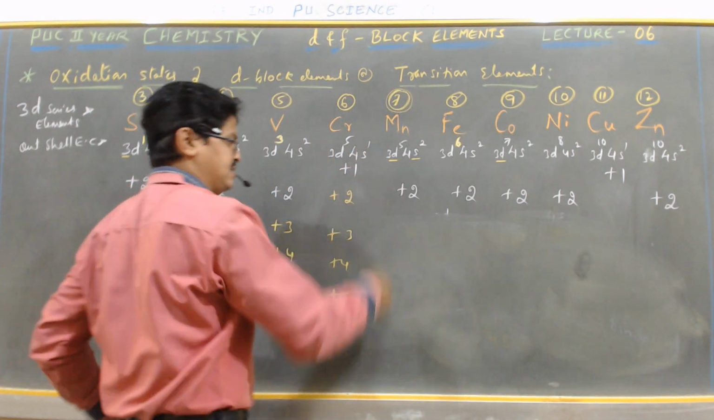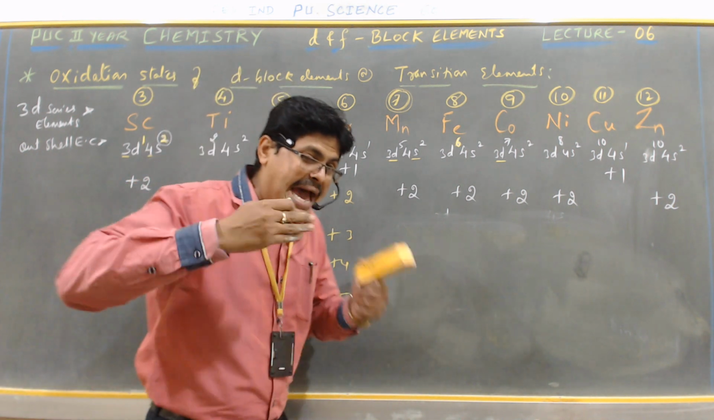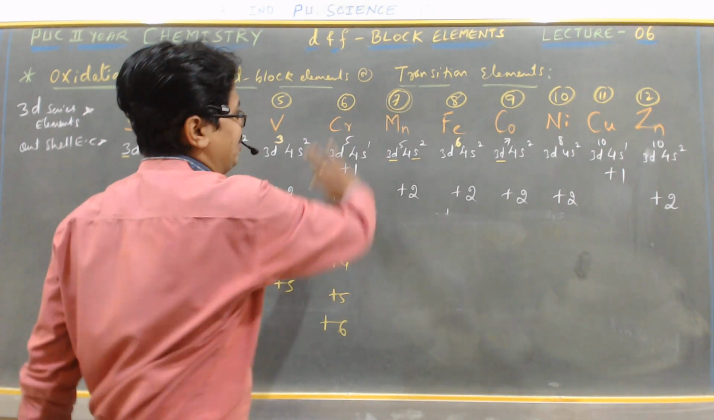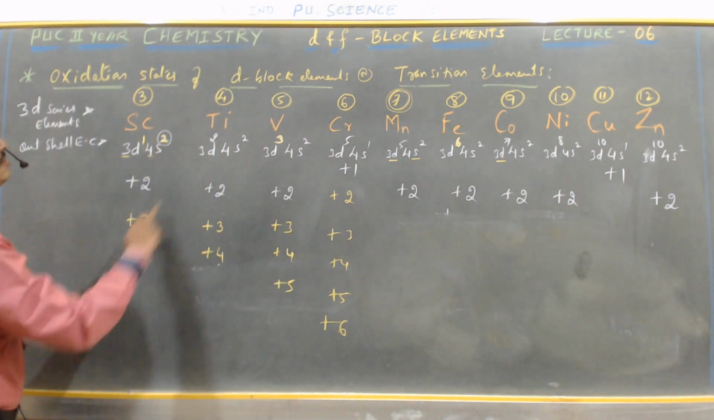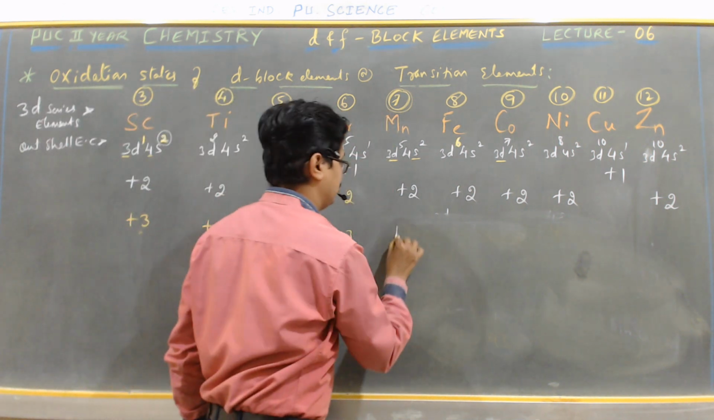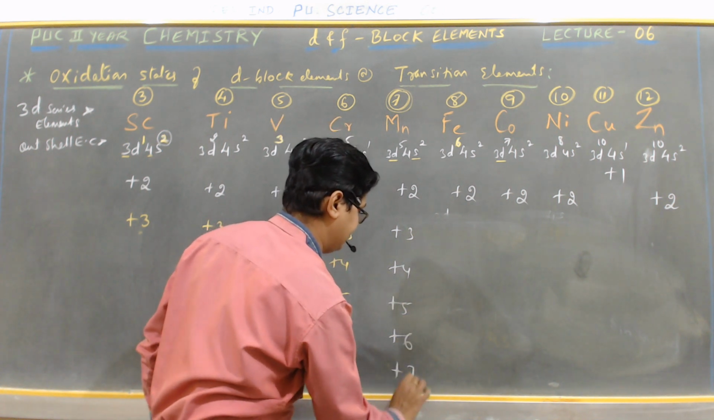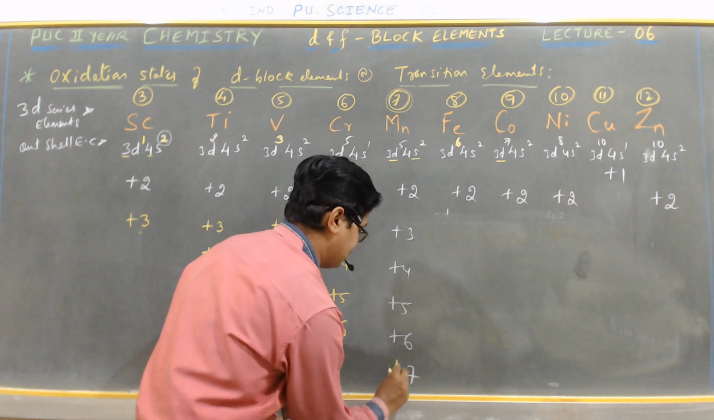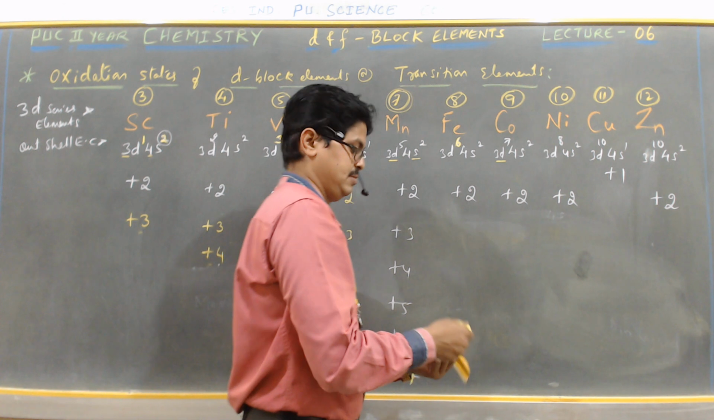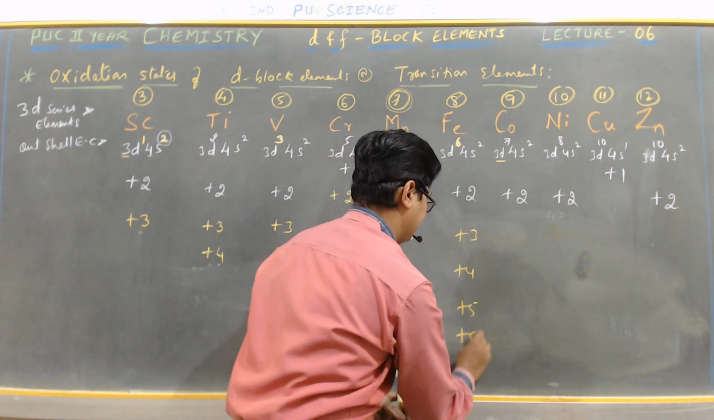Okay, up to manganese, the maximum oxidation state is equal to the group number. Look at it, maximum plus 3, plus 4, plus 5, plus 6. Even manganese also shows plus 2, plus 3, plus 4, plus 5, plus 6 and plus 7, the maximum oxidation state. Next, from iron onwards, plus 2, plus 3, plus 4, plus 5, plus 6.